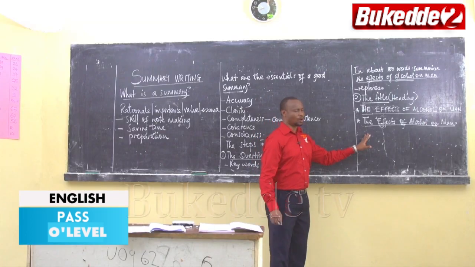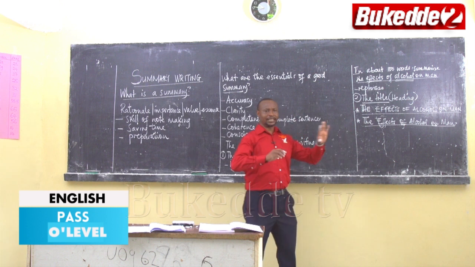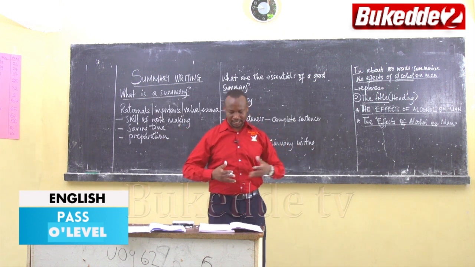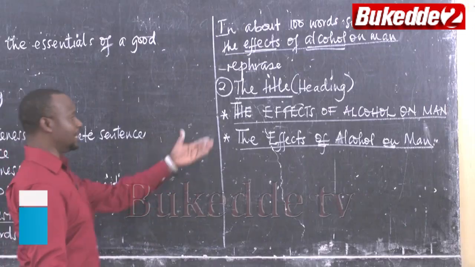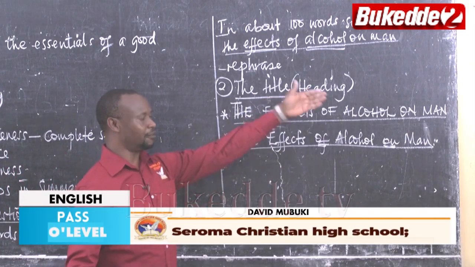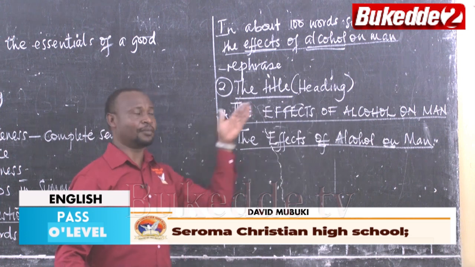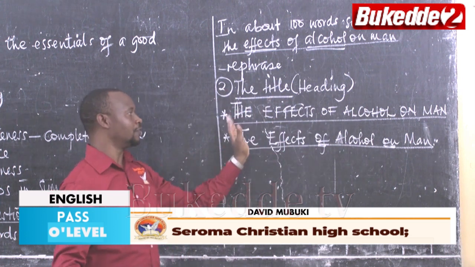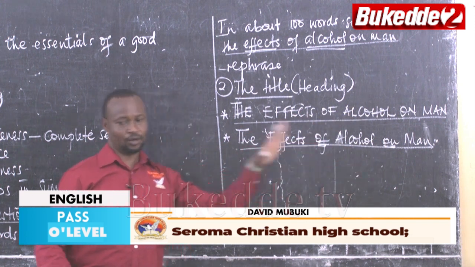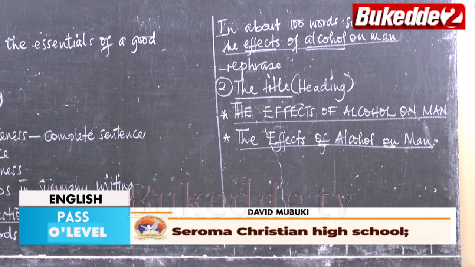There are questions that are longer. Make sure that your title covers all the aspects of the question. You should not look at a narrow part of the question. In case it's looking at the causes and effects, let the title reflect it: I'm answering the causes and effects of alcohol on man, or something like that.